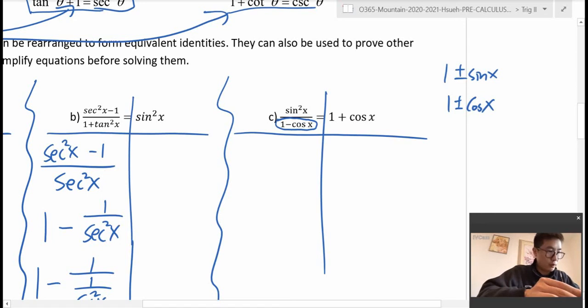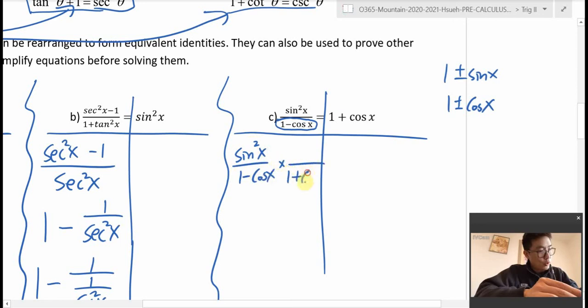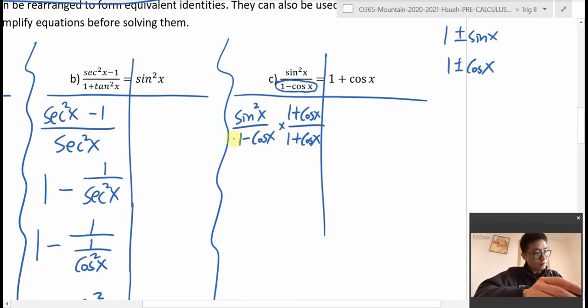Whenever you see these four binomials in a denominator, there's a good chance that you will need to multiply by its conjugate. If you don't remember what a conjugate is, it is simply the same thing, except it's now plus. If it was 1 minus cosine, then you multiply by 1 plus cosine over 1 plus cosine. If this was 1 plus sine x, then you'll be multiplying by 1 minus sine x over 1 minus sine x. It's basically the same binomial, except one is plus and one is minus. And the reason why we do this, I'll show you.